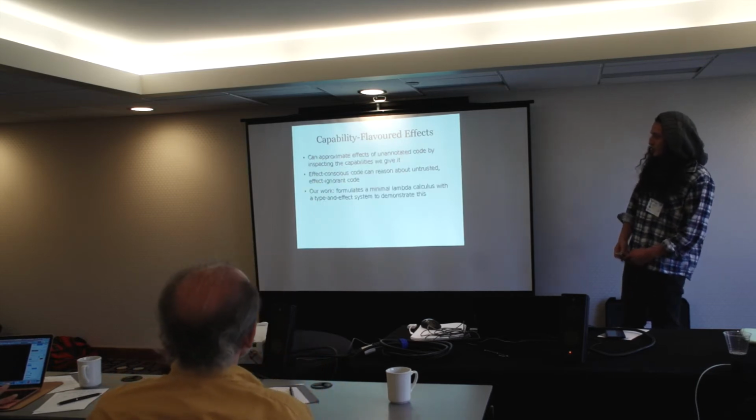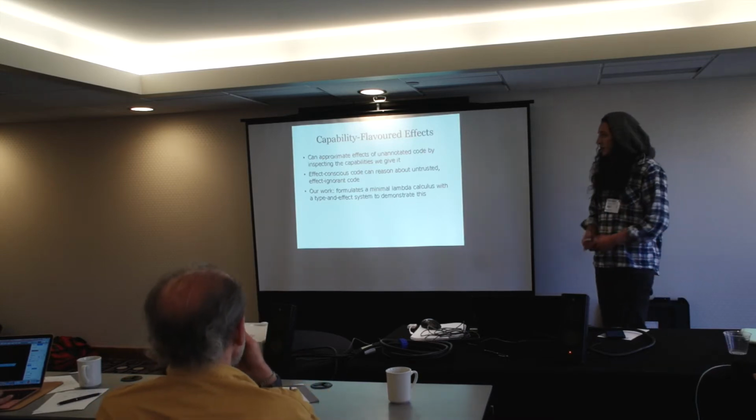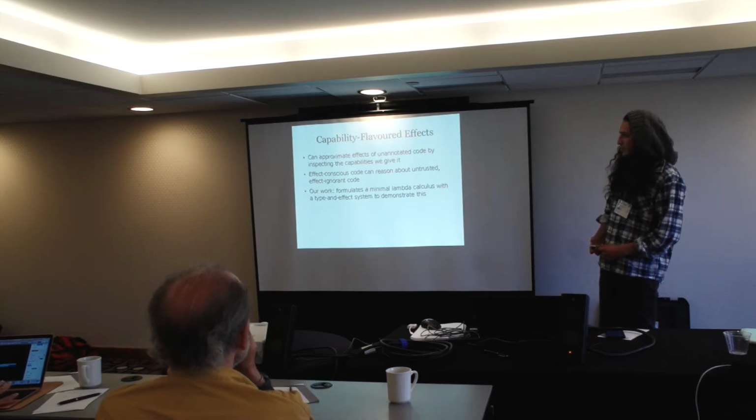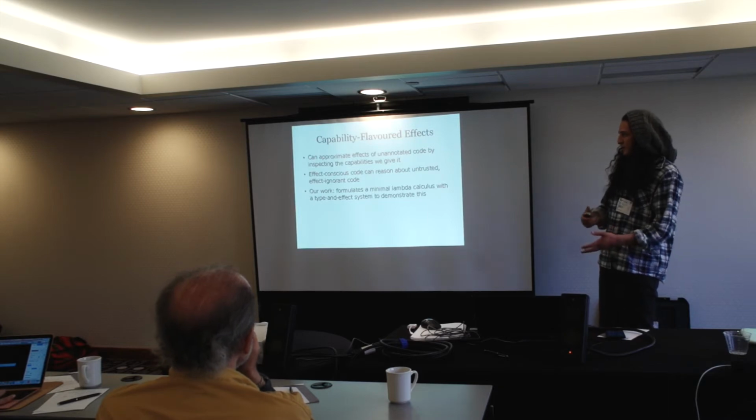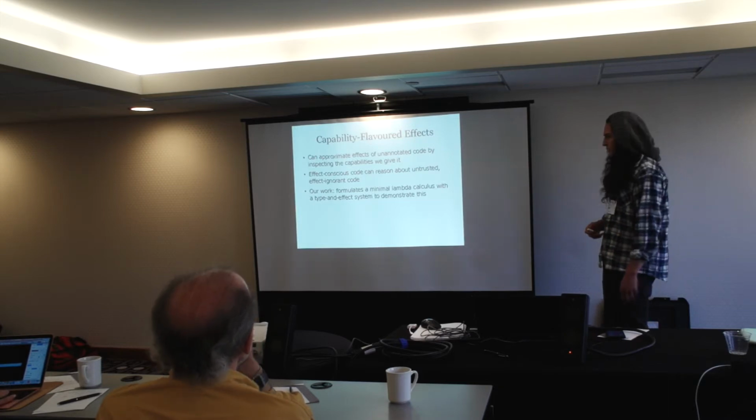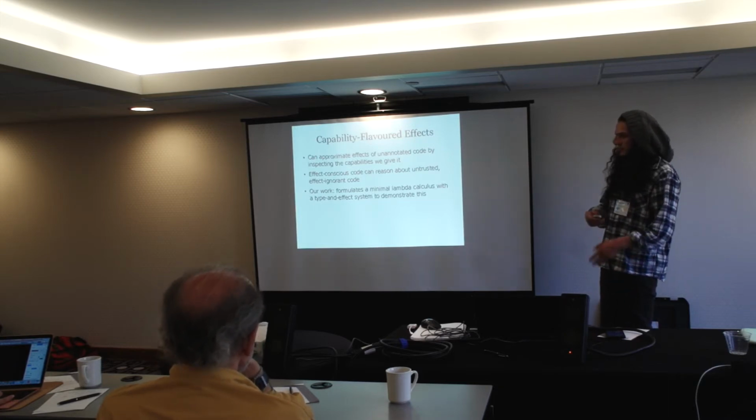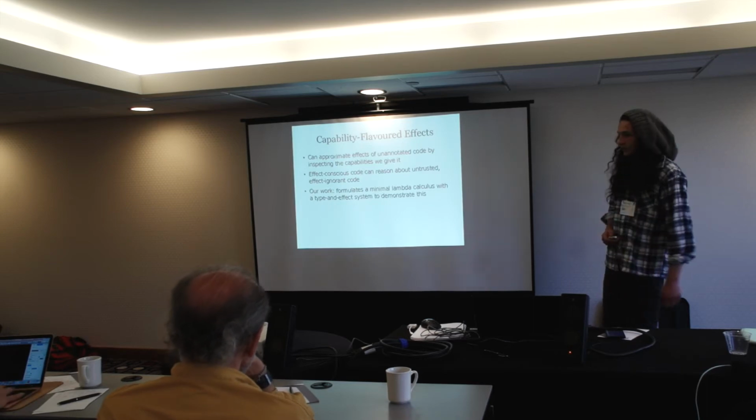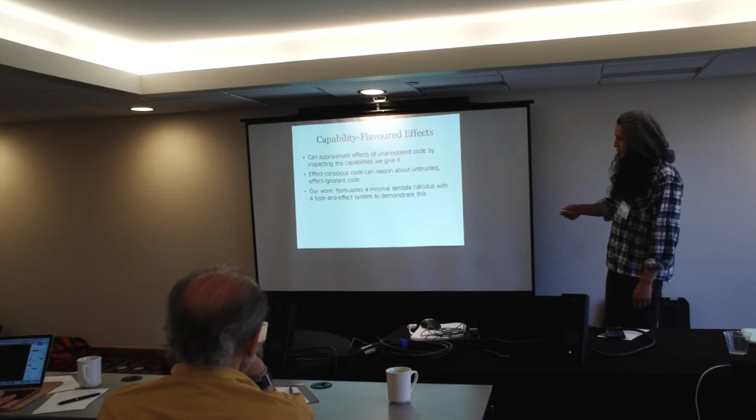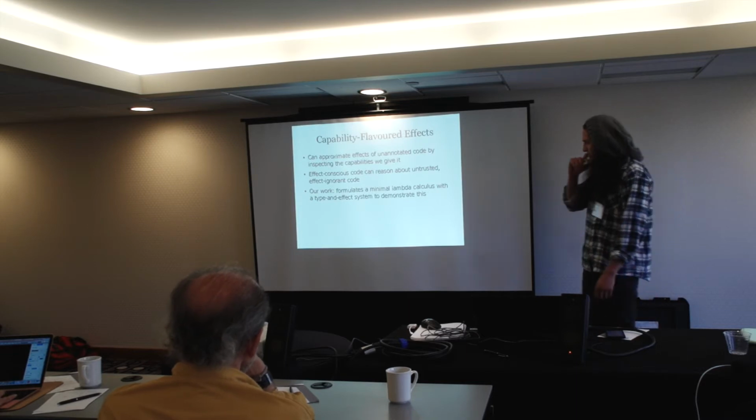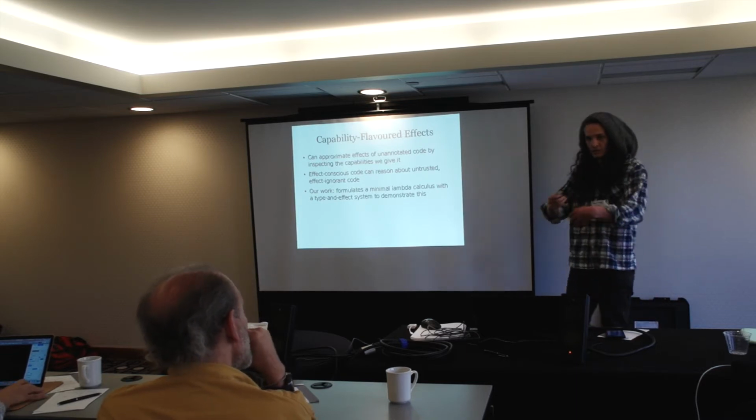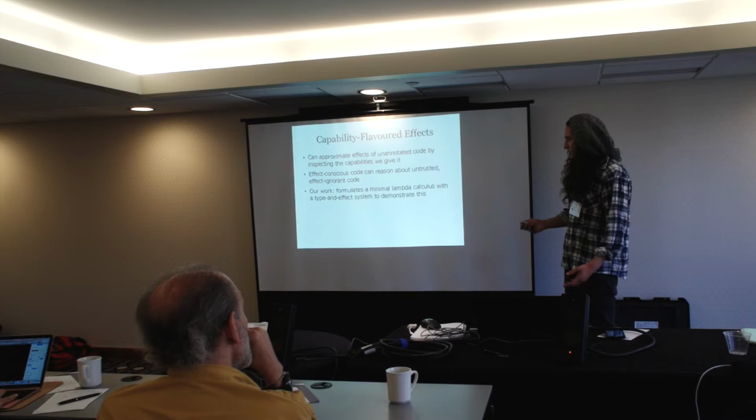So we can approximate the effects of that unannotated code by inspecting the capabilities that we give it. This lets effect conscious code reason about untrusted, effect ignorant code and put a bound on what it might be doing. So the work that we've been doing, and it's partly still a work in progress, is to come up with a minimal lambda calculus which describes how this works and to prove it sound.